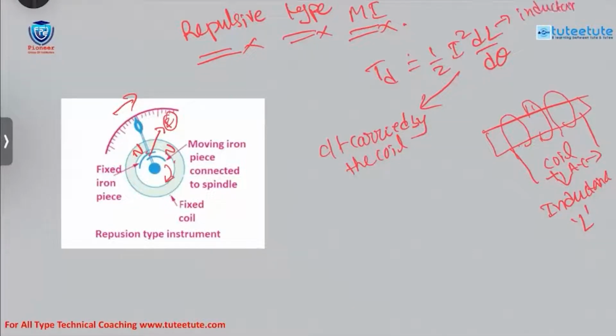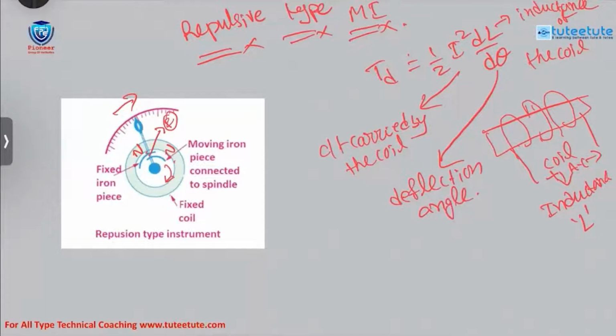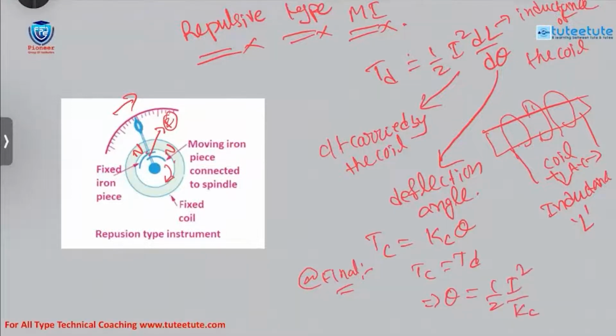Inductance of the coil, where theta is the deflection angle. We know the controlling torque is developed by Kc theta. At the final steady state value, Tc is equal to Td. That implies theta can be written as half I square by Kc into dL by d theta.